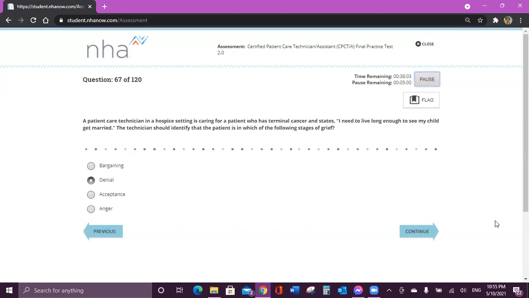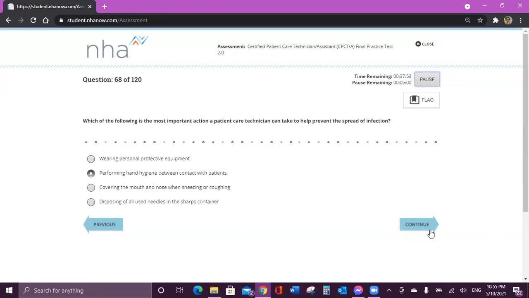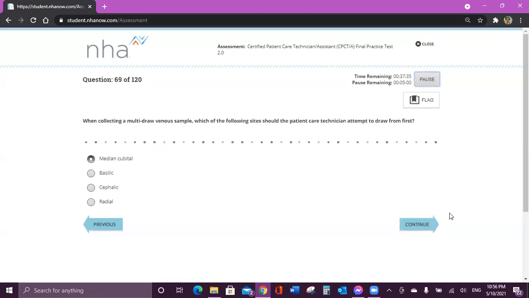A patient care technician in a hospital setting is caring for a patient who has terminal cancer. Which of the following is the most important action a patient care technician can take to help prevent the spread of infection? Wearing personal protective equipment, performing hand hygiene between contact with the patient.